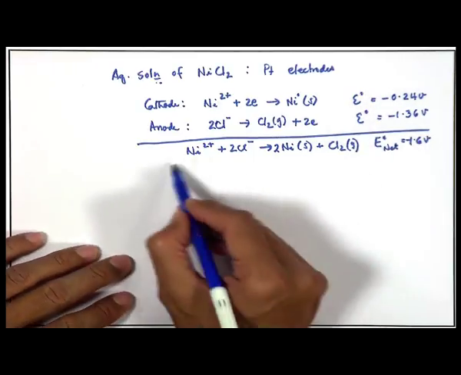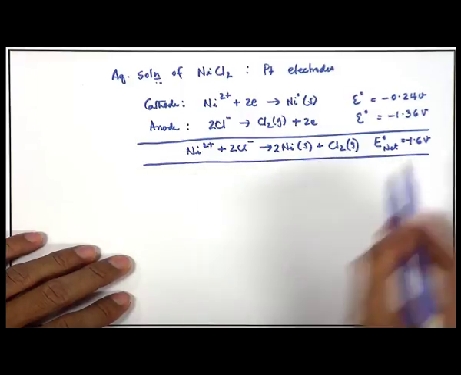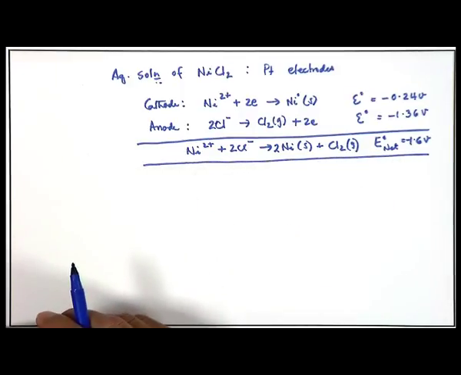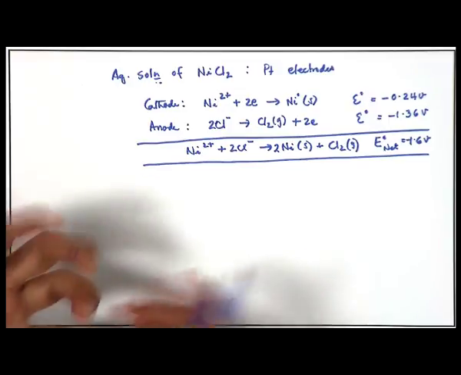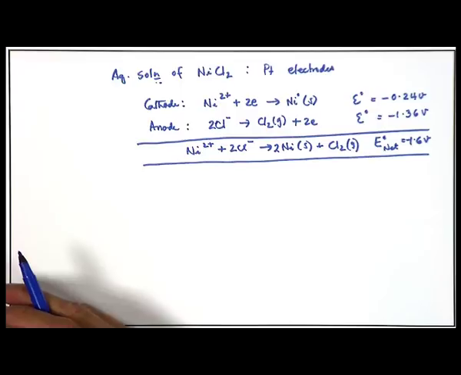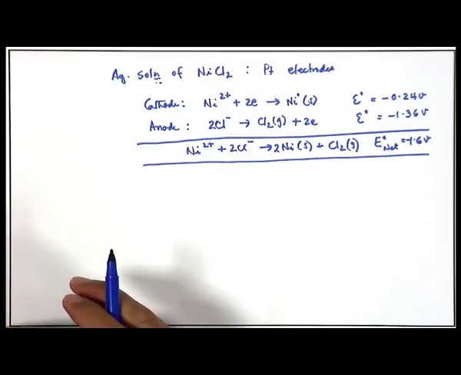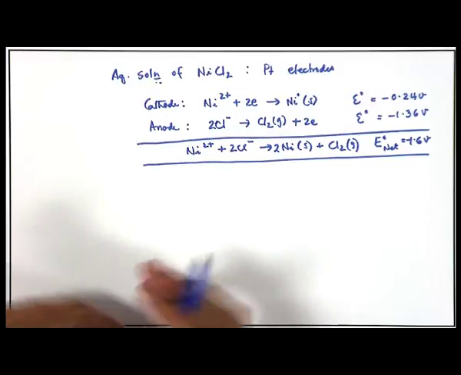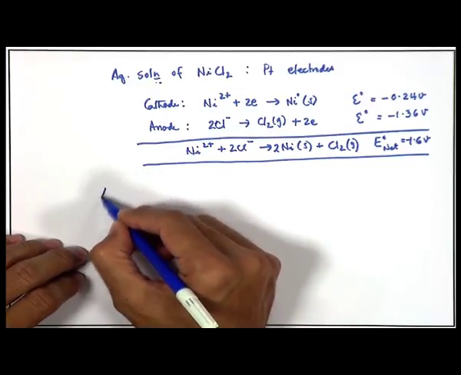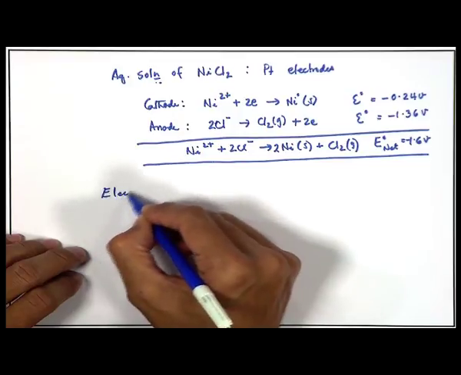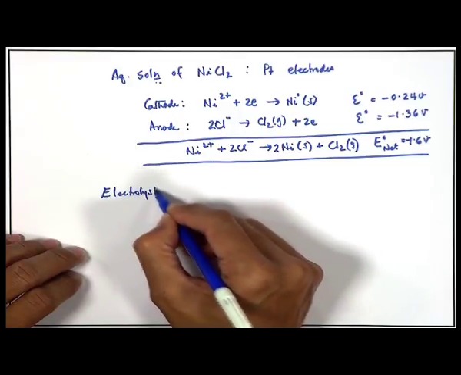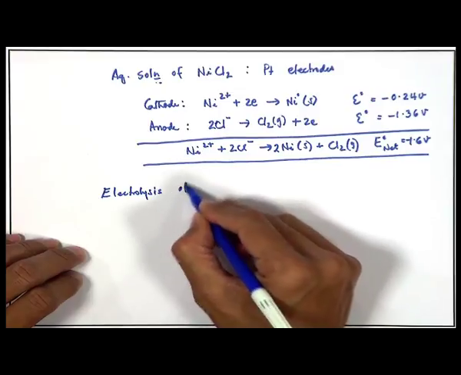Okay. Next is electrolysis of an aqueous solution. Aqueous solution means it is an aqueous solution of some electrolyte. So when you talk about the electrolysis of water, what is happening at the anode?